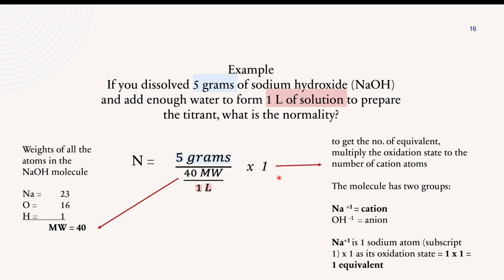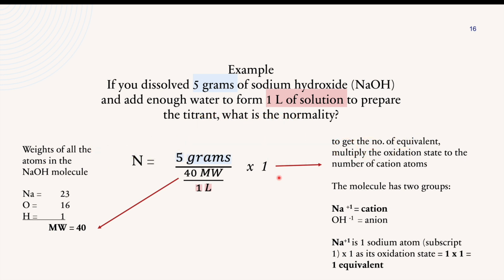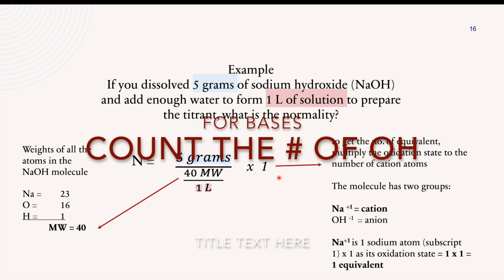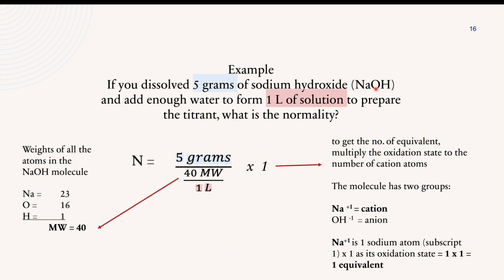So question is, how do we solve for the N factor, or the number of equivalents? It's easy. If it's an acid, like for example HCl, just count the number of H. If it's a base, usually they end with hydroxide, OH. You just have to count the number of OH. So in this case, it's very obvious, by the way. 1 hydroxide, this is a base, so you have 1 equivalent.